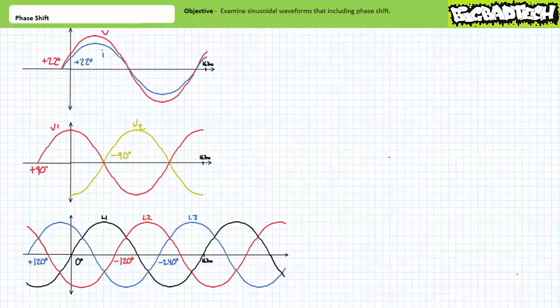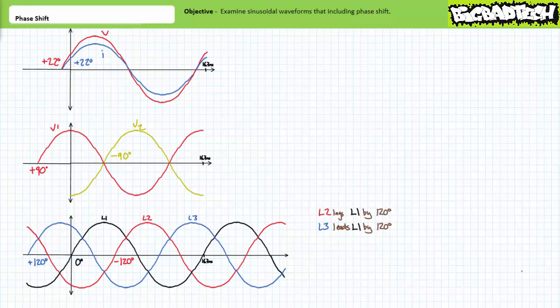As we've previously demonstrated, negative 240 degrees is equivalent to positive 120 degrees, but what is the preferred means of expressing this relative phase shift? The answer is L3 leads L1 by positive 120 degrees, since it's easier to conceptualize positive 120 degrees than negative 240 degrees. The point being that phase shift is typically expressed between 0 and 180. Above 180 in one direction is better represented as below 180 in the other. Given this relationship, it can be said that L2 lags L1 by 120, and L3 leads L1 by 120.